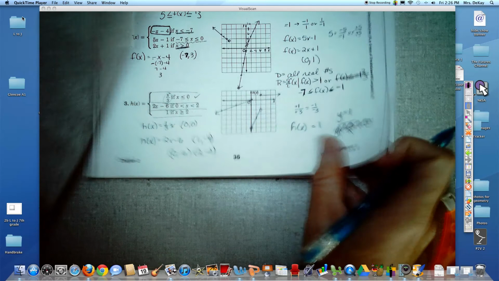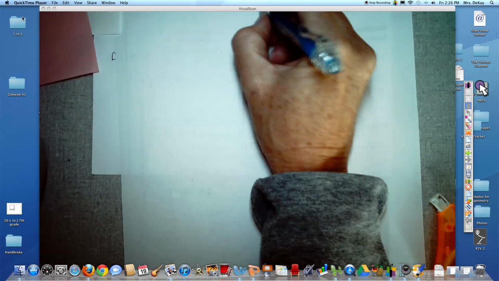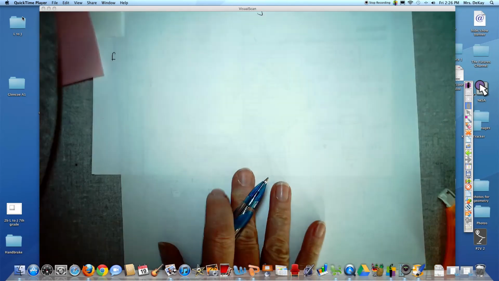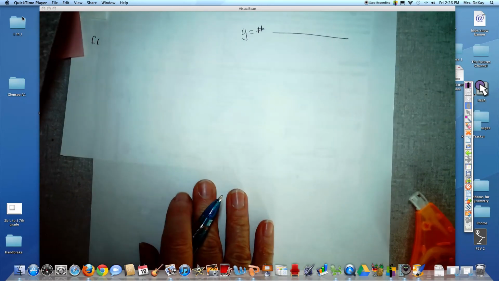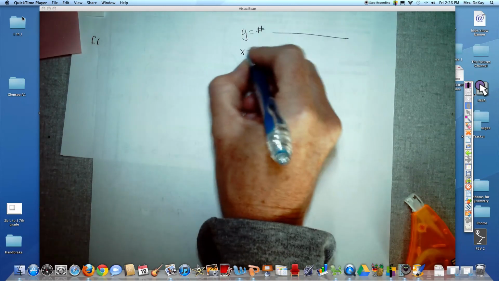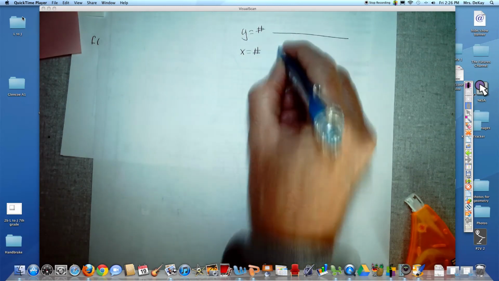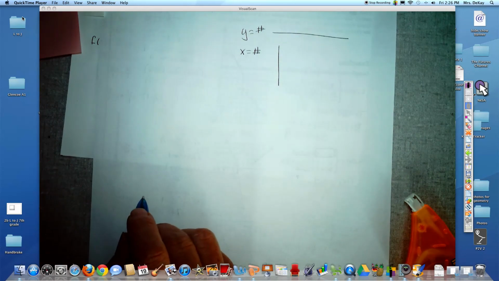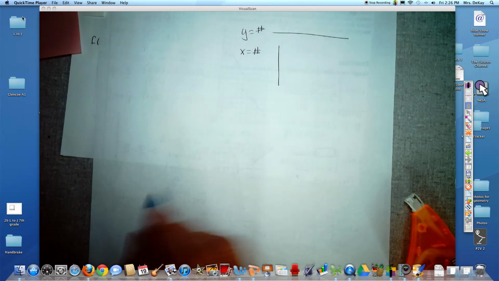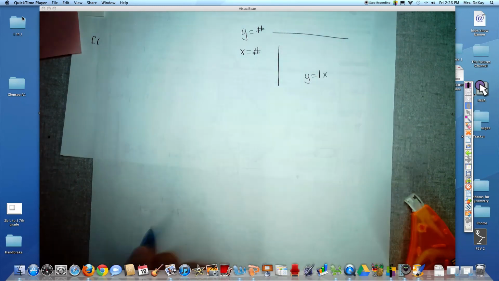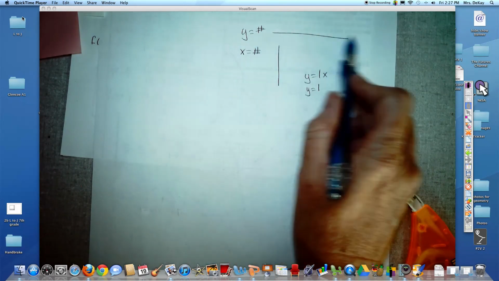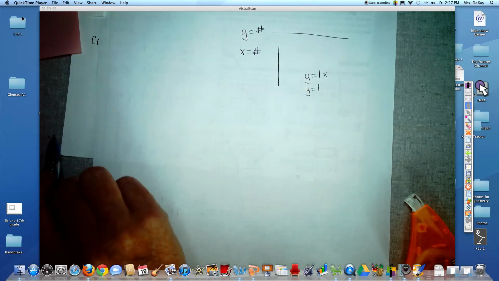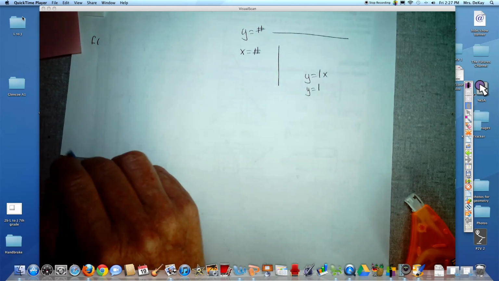Okay, love your questions. These are good. The line y equals any number at all is a horizontal line. The line x equals any number at all is a vertical line. If there's no x in the equation, it's different from y equals 1x. Y equals 1 is a horizontal line that goes like that. Y equals 1x goes through the point 0, 0 and has a slope of 1.